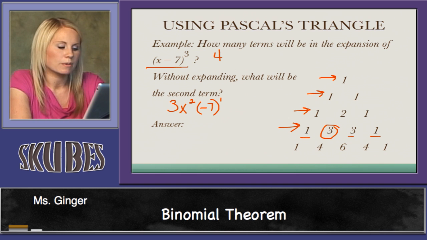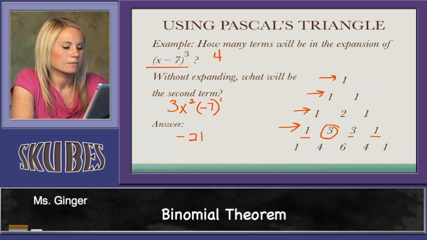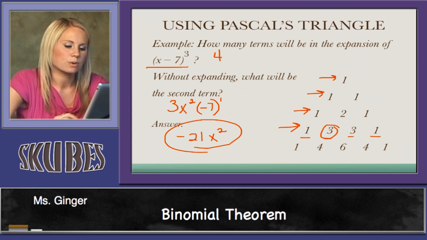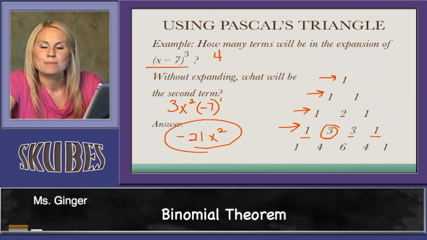And I just want to simplify what I have. So I've got negative 7 times 3 that can come together. My x squared, and we are all finished. We answered the question without actually having to expand. So this concludes our lesson on the binomial theorem.